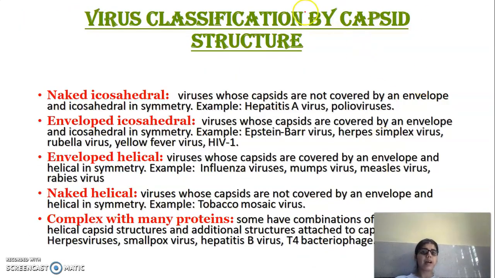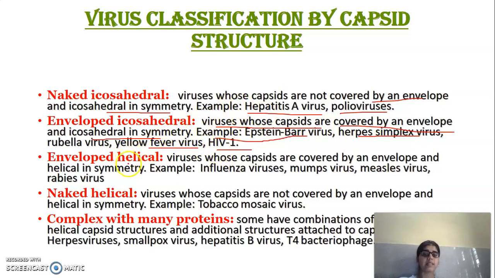Now we classify viruses on the basis of their capsid structures. Viruses with naked icosahedral capsids are viruses whose capsids are not covered by an envelope and they show icosahedral symmetry. Examples are hepatitis A virus or poliovirus. Enveloped icosahedral viruses are viruses whose capsids are covered by an envelope and are icosahedral in symmetry. Examples are Epstein-Barr virus, herpes simplex virus, rubella virus, yellow fever virus or HIV-1.